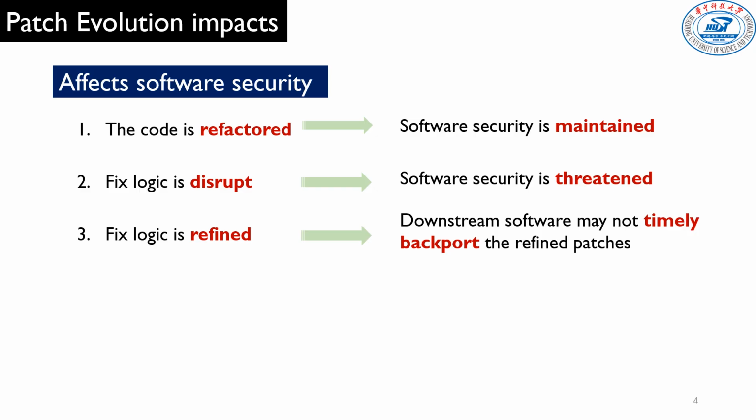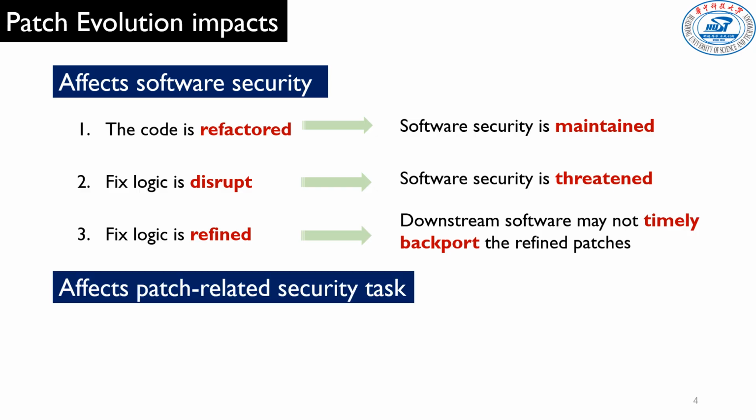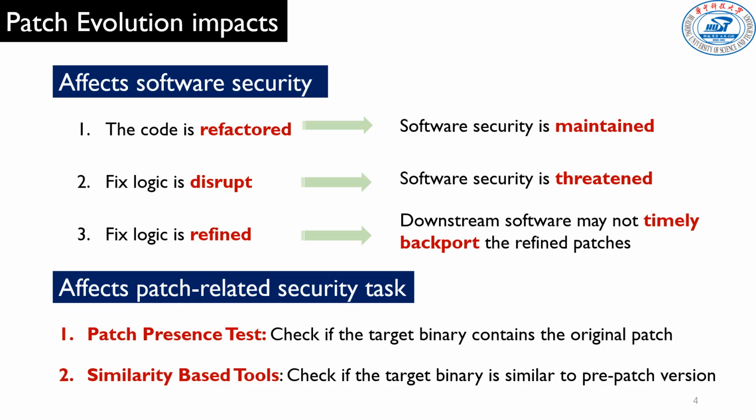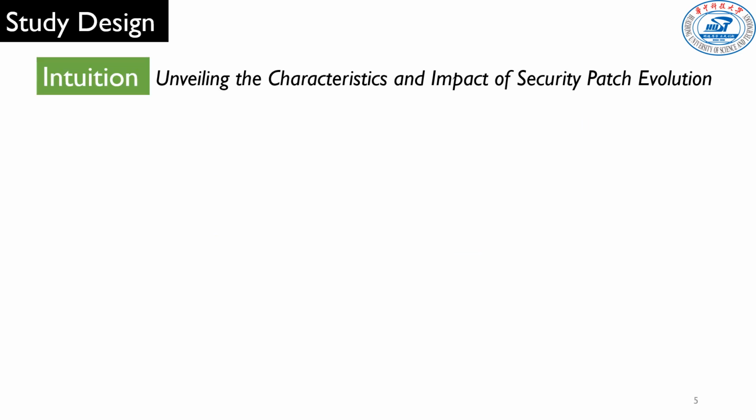However, downstream software often backports patches in their original form, which could compromise security if refined patches aren't promptly applied. Patch evolution also impacts security detection tools. We examine if it affects two types: patch presence test tools and similarity-based tools. Our study aims to unveil the characteristics and impact of security patch evolution.